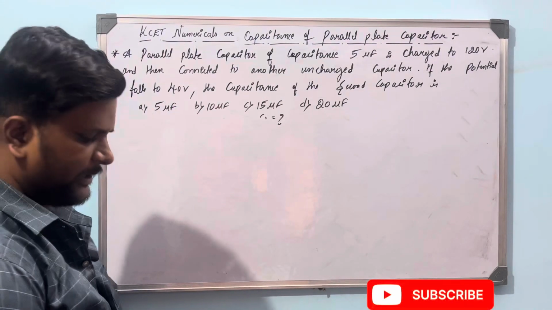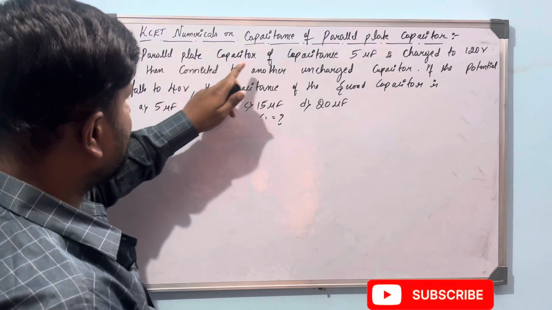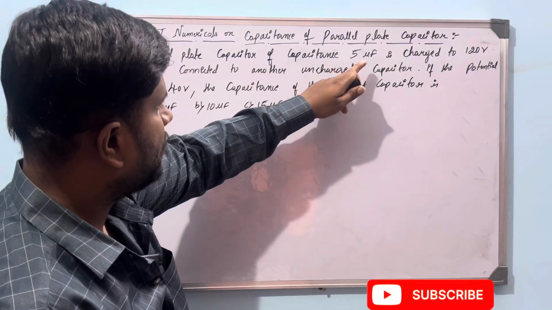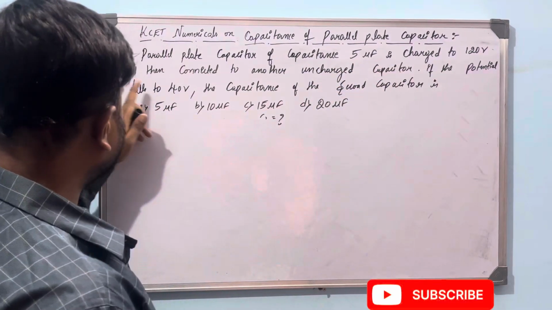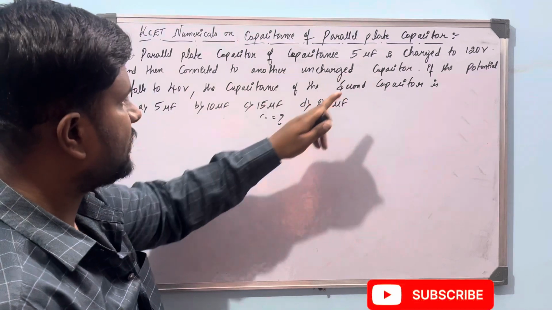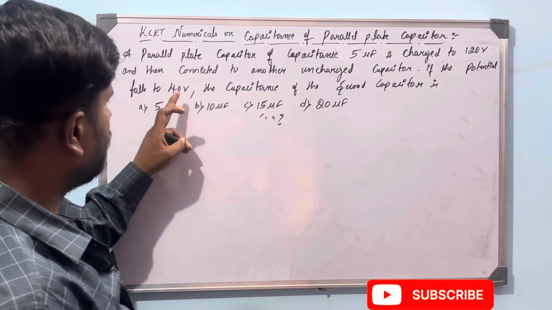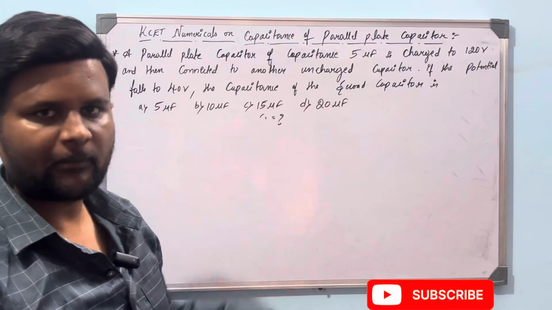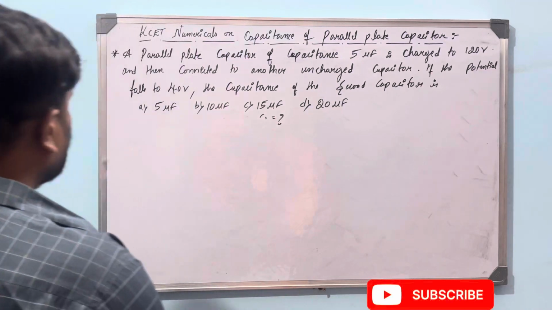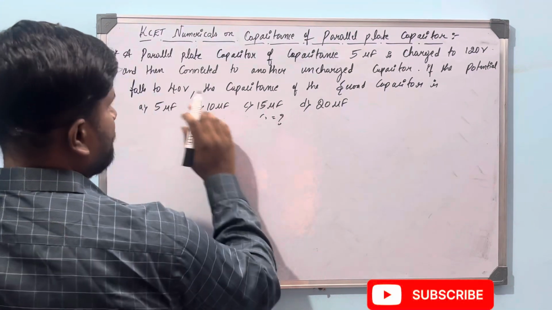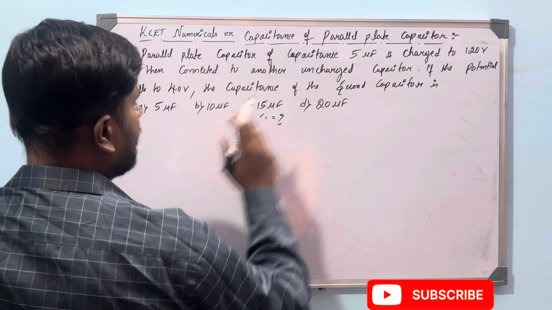Now the next numerical. A parallel plate capacitor of capacitance 5 microfarad is charged to 120 volt and then connected to another uncharged capacitor. If the potential falls to 40 volt, the capacitance of the second capacitor is? What is the question they are asking? We need to calculate the capacitance of the second capacitor.